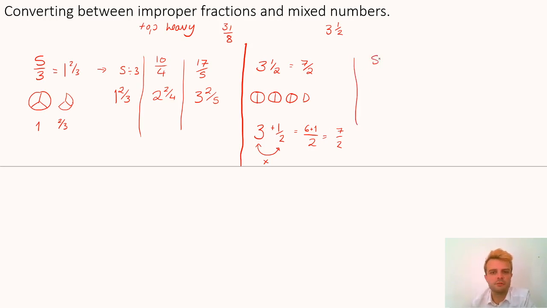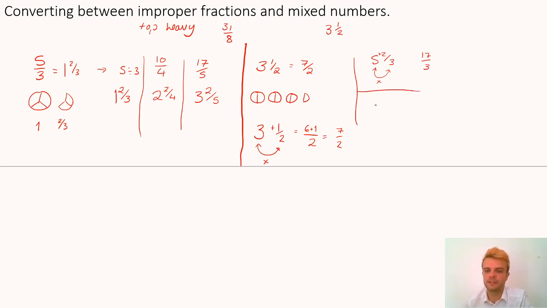Let's do 5 2/3, and I want to convert that. So what I'm saying we do is multiply these two numbers together. 5 times 3 is 15, and then add on the 2, which is at the top there. 15 plus 2, that's 17 over 3. The 3, just like last time, stays the same.